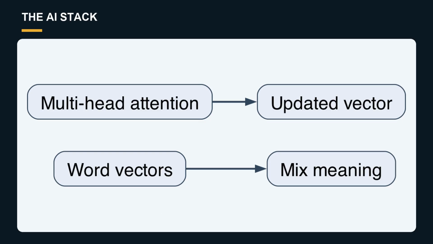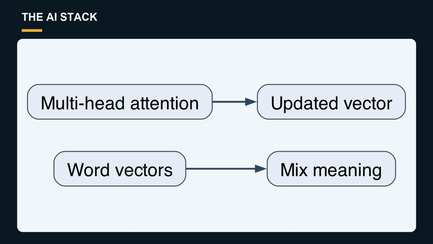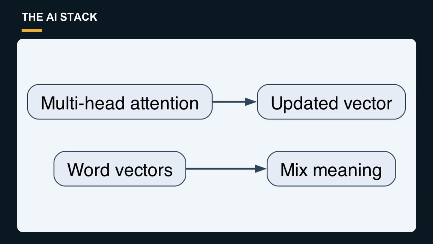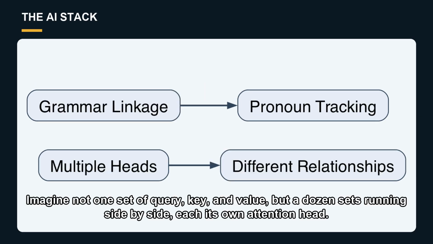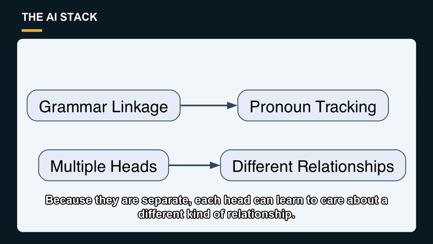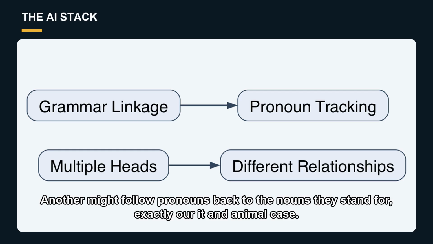That is the magic trick. Words physically mix their meaning into each other in proportion to how much they matter to one another. And the model does not do this just once. It does it many times in parallel, in what is called multi-head attention, and this detail is what gives the mechanism its real power. Imagine not one set of query, key, and value, but a dozen sets running side by side, each its own attention head. Because they are separate, each head can learn to care about a different kind of relationship. One head might track grammar, linking verbs to their subjects. Another might follow pronouns back to the nouns they stand for, exactly our "it" and animal case.